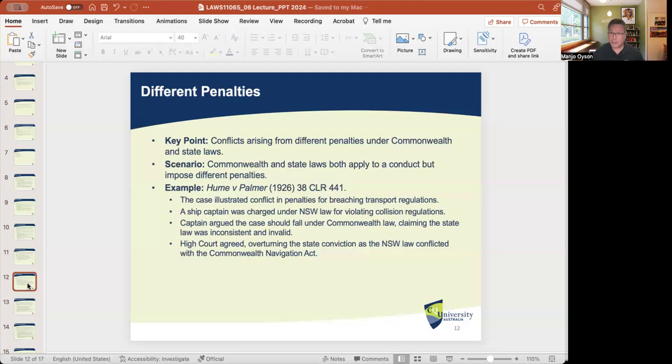The Commonwealth Parliament had the power to pass a law concerning navigation of internal waters. And in that particular case, because there was a clear conflict between the penalties imposed by the Commonwealth Parliament and the state parliament, the Commonwealth law had to prevail. And for that reason, the conviction of the ship captain under the New South Wales law was overturned. And the court ruled that any criminal proceeding could only be based on Commonwealth law.